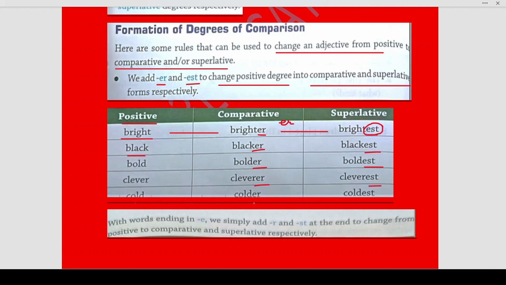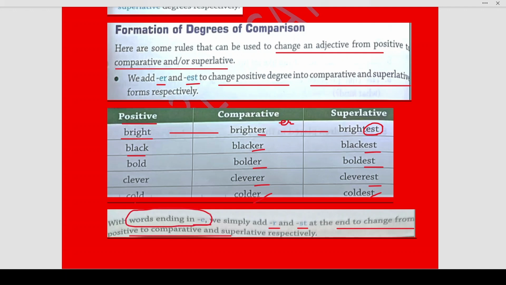Cold, colder, coldest. Okay. Now with words ending in e, there is another formation for adjectives which end in e. We simply add r and st at the end to change from positive to comparative and superlative. The first rule was we just add er and est. Second, we have to keep in mind that there are a few words which end in e. What do we do for such words?